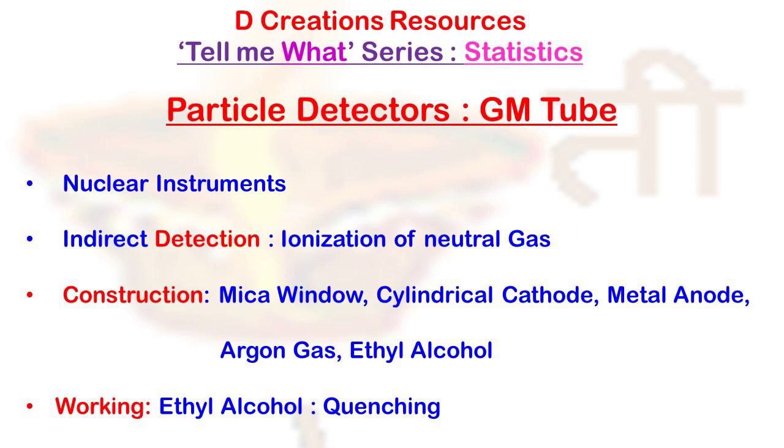GM tube is one such instrument. So, basically, G and M, they come from surnames of two scientists, Geiger and Mueller. So, the tube is referred to as GM tube, or the counter which is used for detecting the radiation is called a GM counter. Now, the idea here is alpha particles, beta particles, or even gamma rays, they have the ability to ionize neutral atoms. So, this property is made use of in case of GM tube.